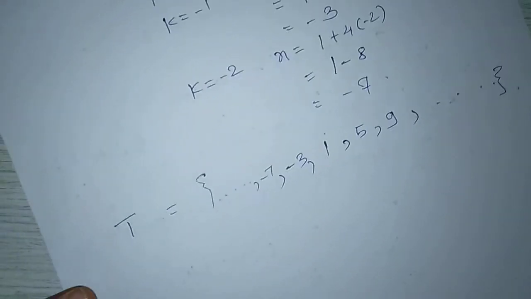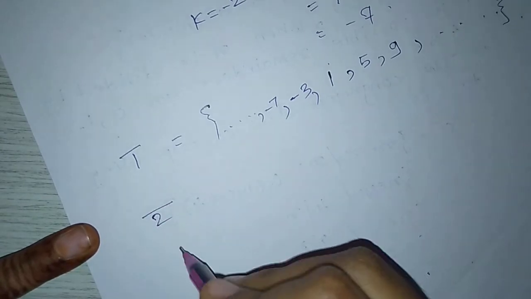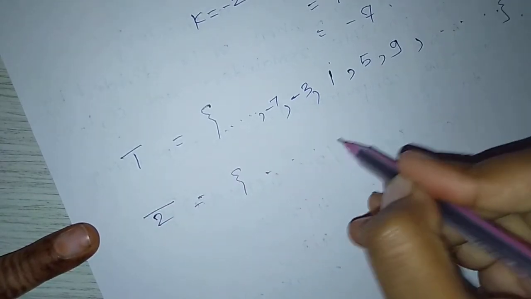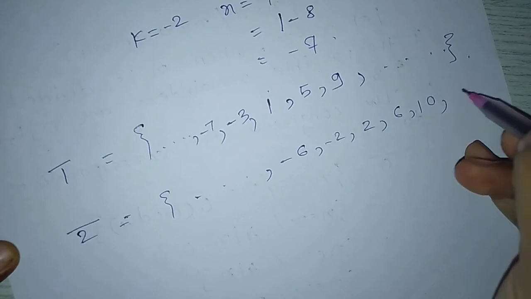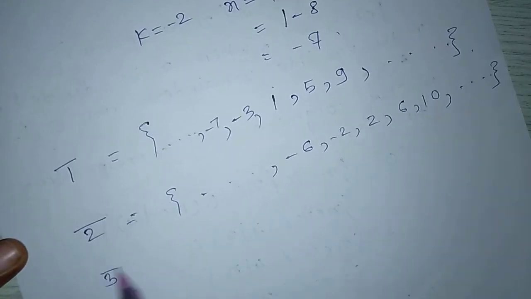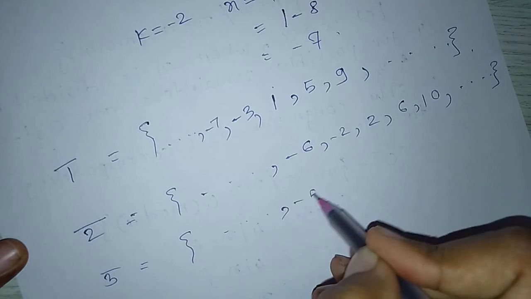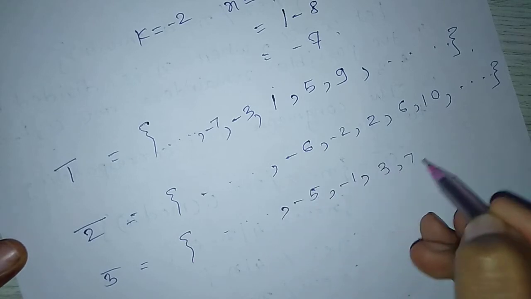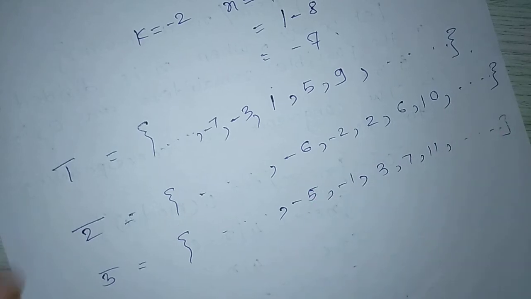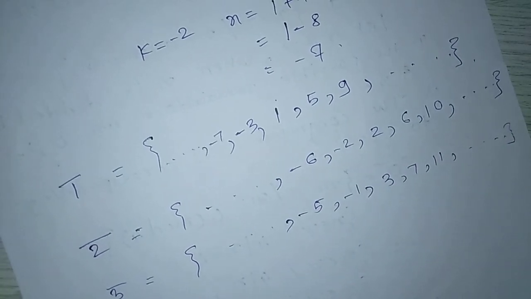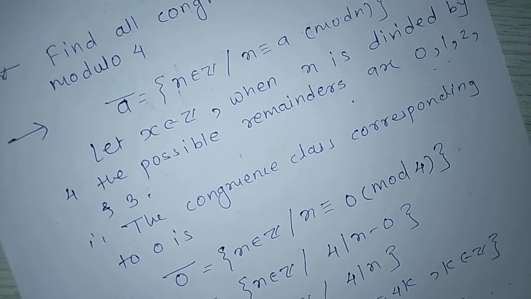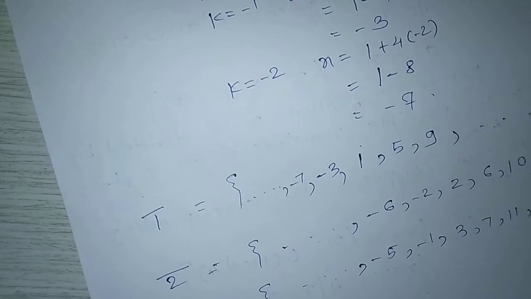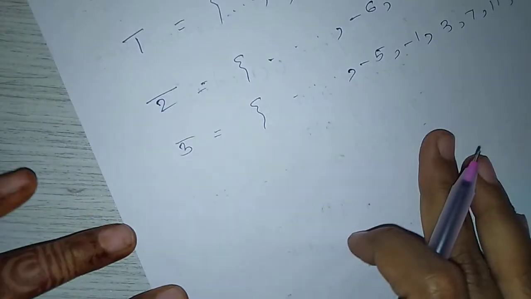Similarly, we get the congruence class of 2 bar equal to the set of minus 6, minus 2, 2, 6, 10 and so on, and 3 bar equal to the set of minus 5, minus 1, 3, 7, 11 and so on. Next, this is the answer of this example: find all congruence classes of Z modulo 4. Now, next example.